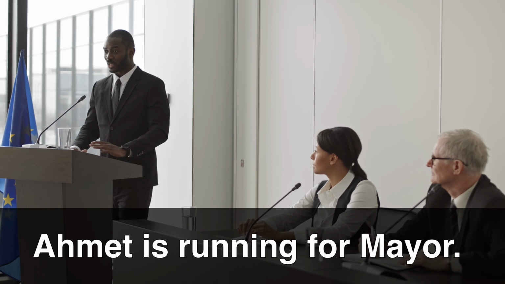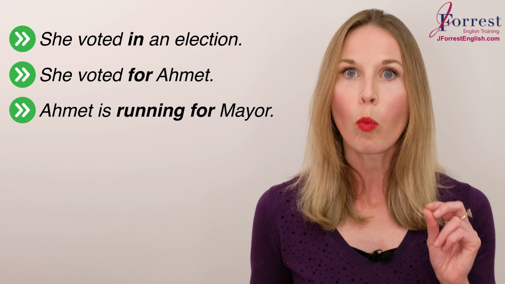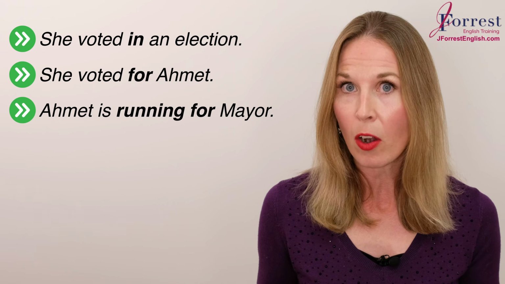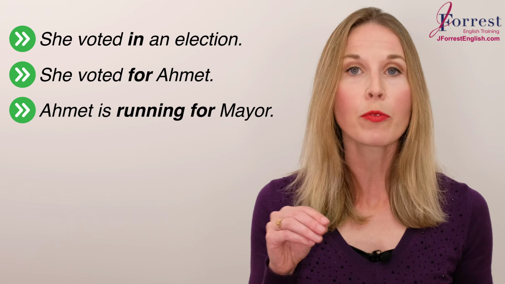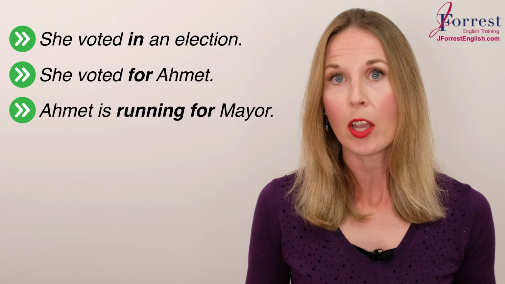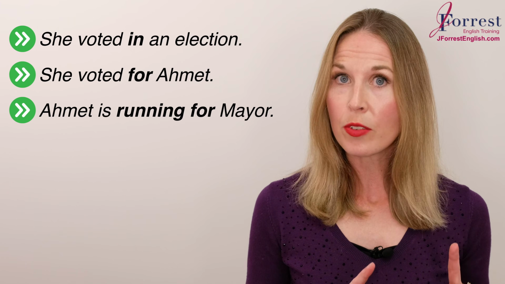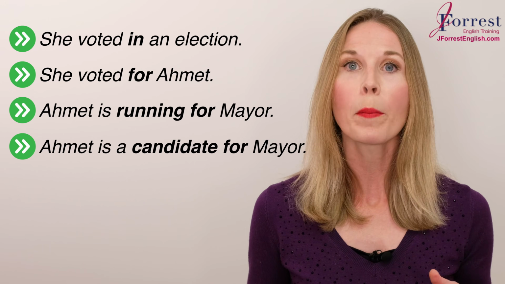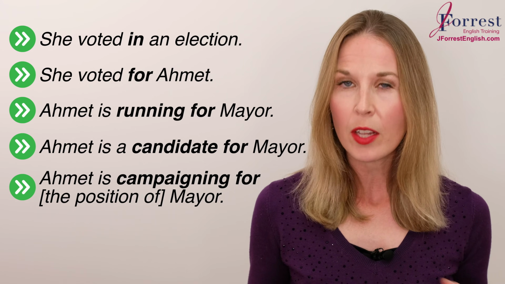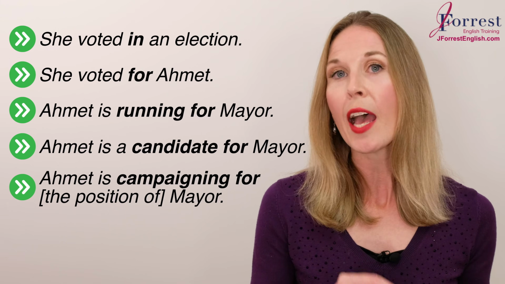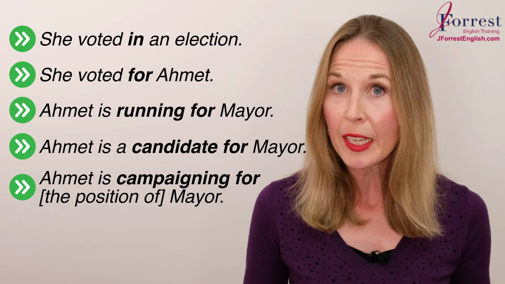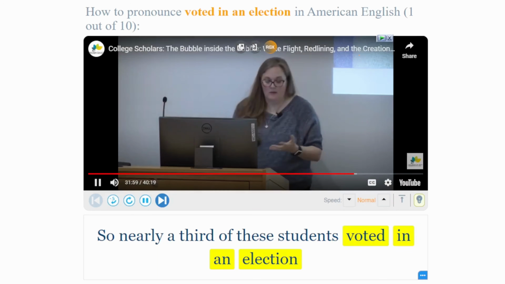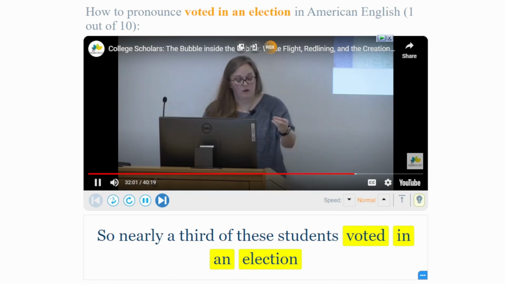Ahmet is running for mayor. Notice you can run for a political position, in this case, mayor. You don't need an article here in front of mayor because mayor is considered a proper noun. You could also say Ahmet is a candidate for mayor, or Ahmet is campaigning for the position of mayor. You could add the position of, but you don't need to, so you could just say Ahmet is campaigning for mayor.